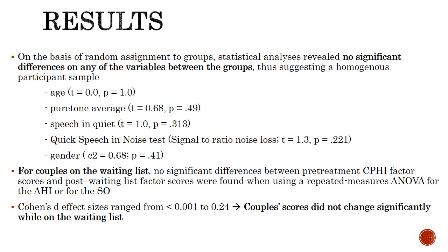Results. Variables and data results were analyzed in various ways. On the basis of random assignment to groups, statistical analyses revealed no significant differences on any of the variables between the groups, thus suggesting a homogeneous participant sample. Those variables included age, pure tone average, speech in quiet, quick speech in noise test, and gender. For couples on the waiting list, no significant differences between pre-treatment CPHI factor scores and post-waiting list factor scores were found when using a repeated measures ANOVA for the AHI, or hearing impaired, or for the significant other group. Cohen's d effect sizes ranged from less than 0.001 to 0.24.